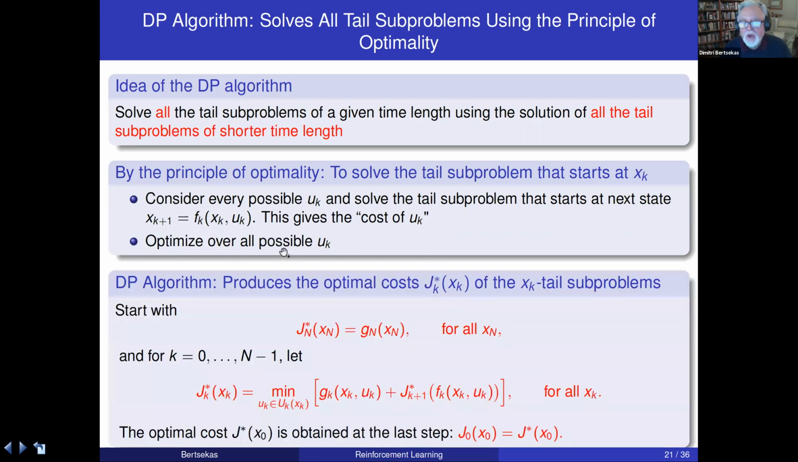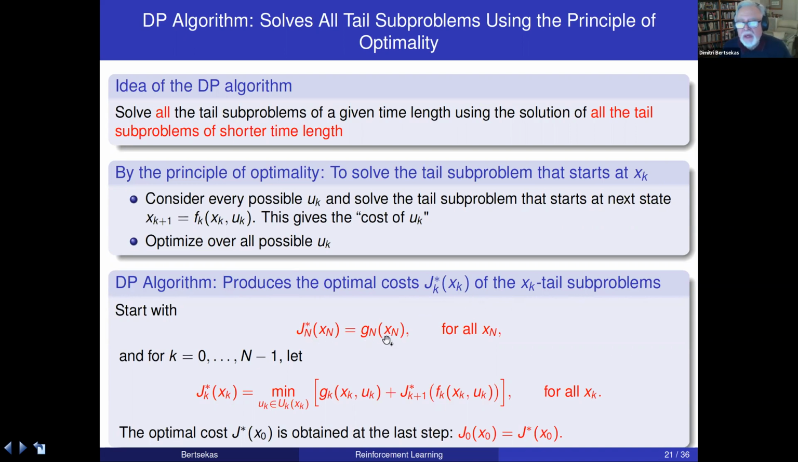So here's the dynamic programming algorithm. What it does, it produces the optimal cost of all the tail subproblems, starting from any state and any stage. And it does so backwards. Starting at the end, it goes one step back and then one step back and so on, producing the optimal cost functions of these tail subproblems that are becoming increasingly longer.